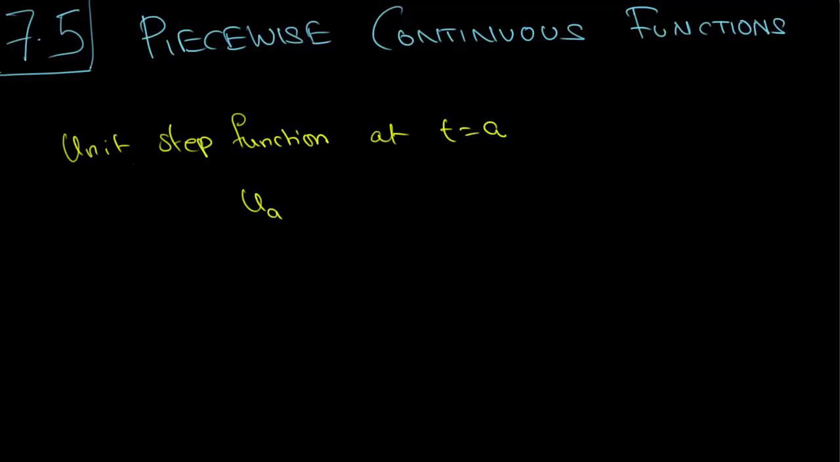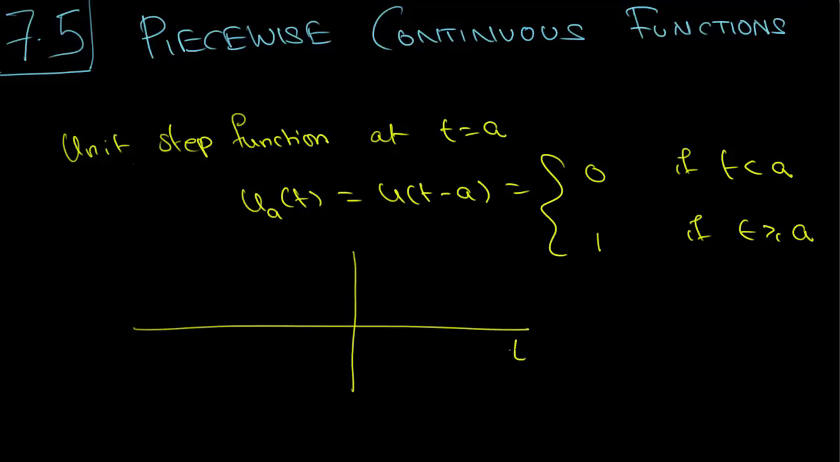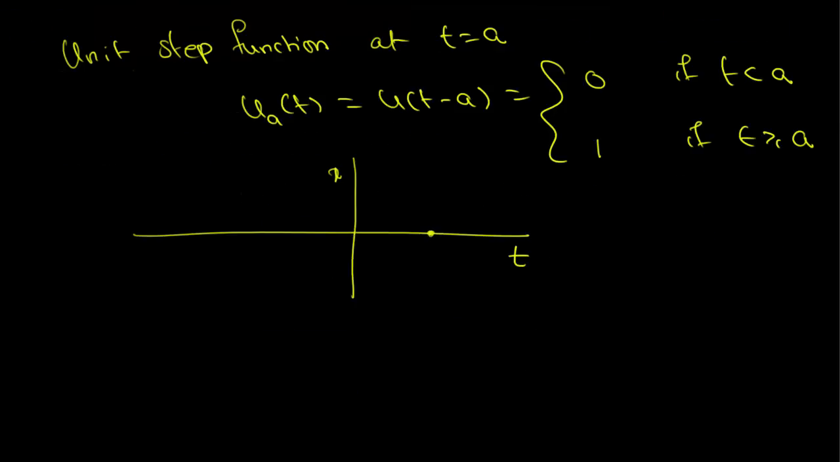It's given by u_a(t) or u(t minus a). It is equal to 0 for t less than a and 1 for t greater than or equal to a. The graph of it looks like this. Suppose this is the t-axis and this is the x-axis, and say this is a. The function is equal to 0 for t less than a, so throughout the left of a it's 0, and at a and after a it's equal to 1.